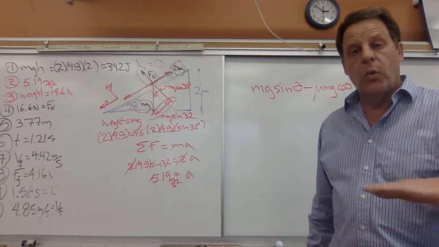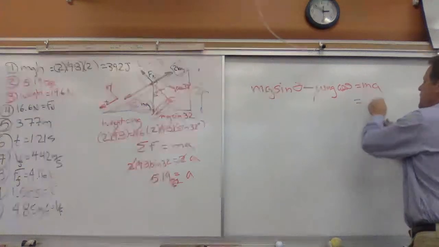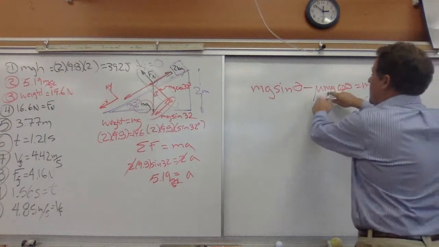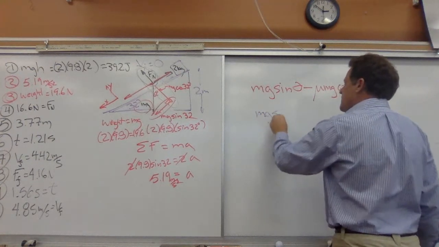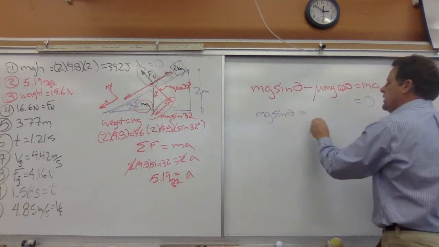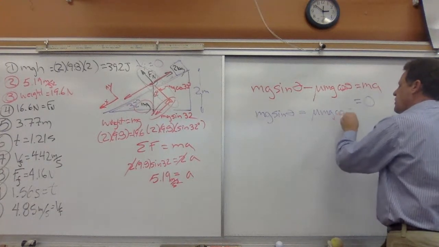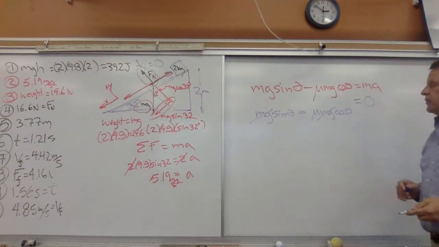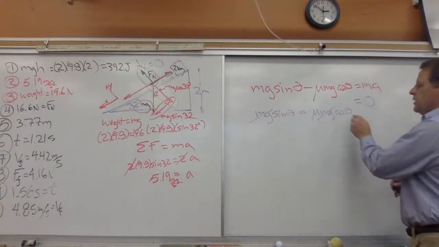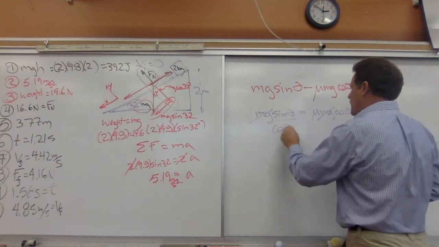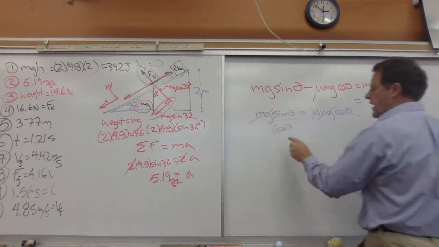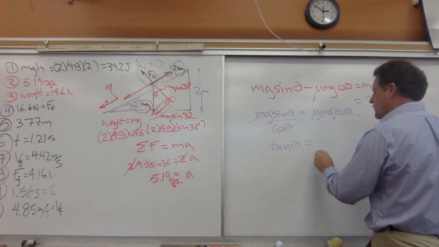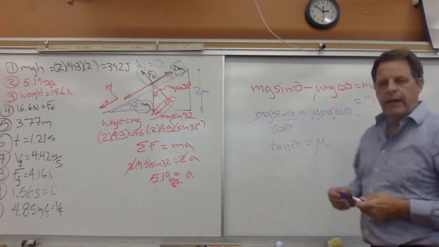But remember, we want to know where it's not moving. So this acceleration would be 0. Now we can solve here. So we can say mg sine theta is equal to mu mg cosine theta. Notice here that the mg's cancel each other out, and we can divide both sides by cosine theta. Now sine over cosine is tangent. So tangent theta is equal to mu.